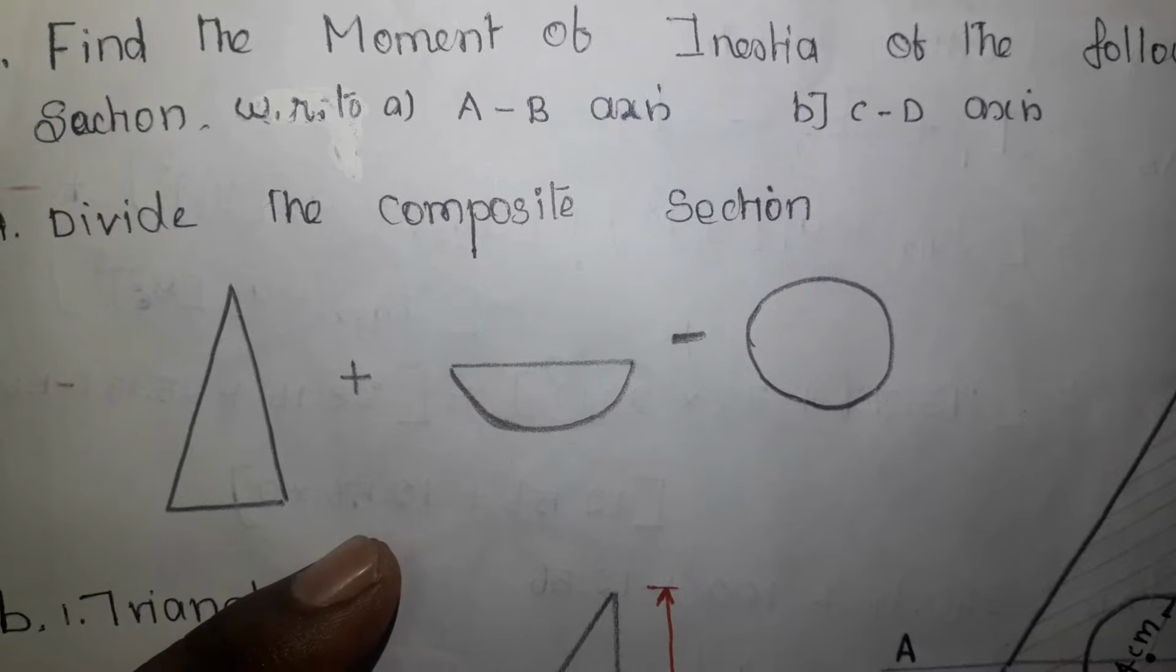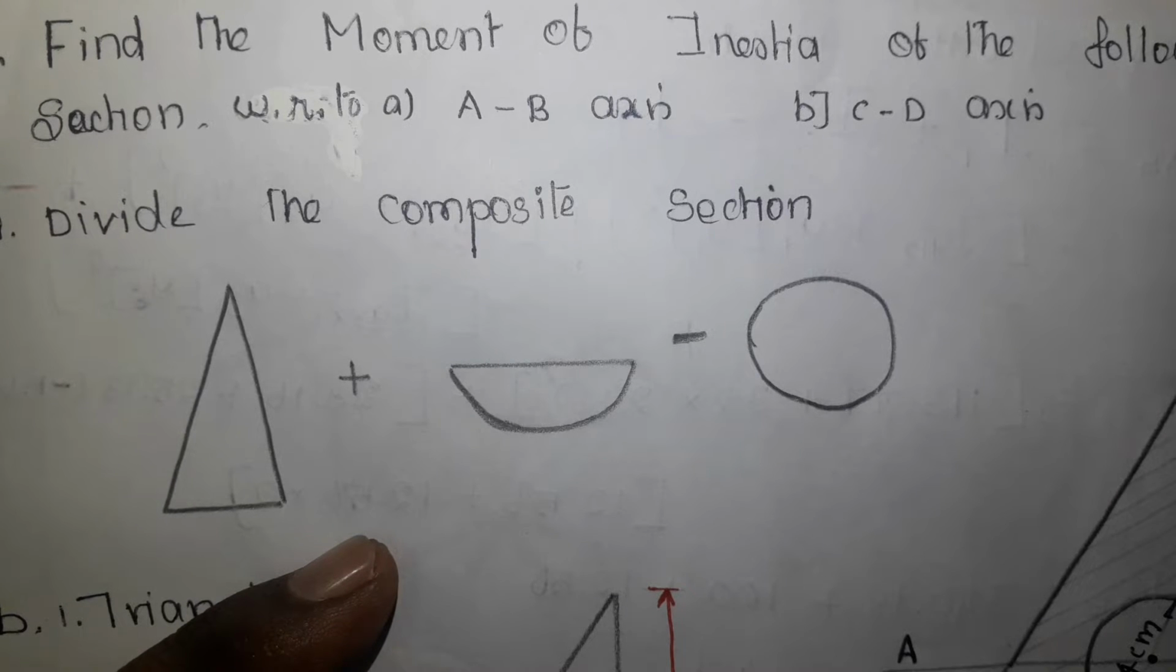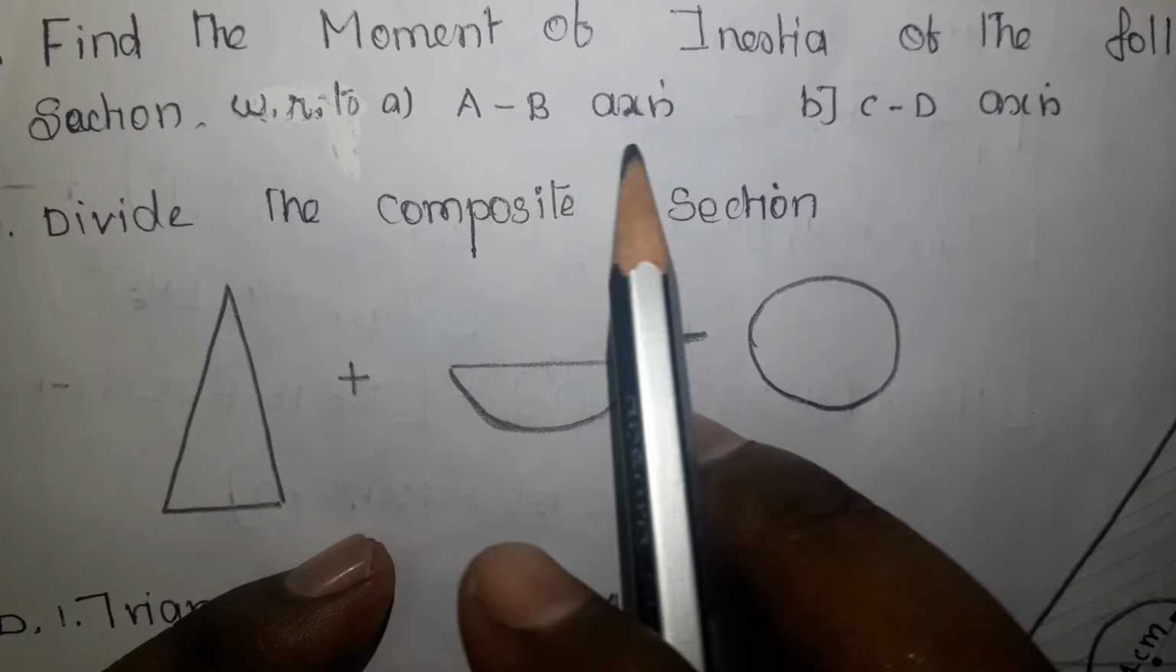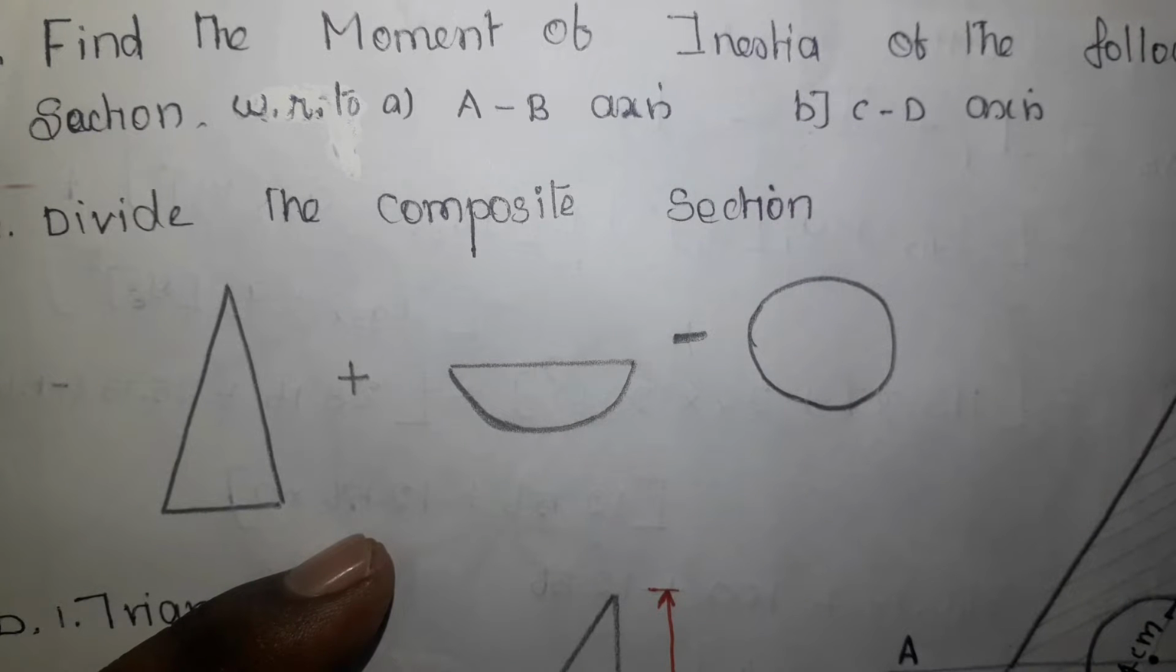In the last three videos, we discussed the area moment of inertia with respect to centroidal axis and the base axis and then perpendicular axis. I have given the links of those videos in the description. Please kindly go through that one. But here they have given with respect to AB axis and CD axis.